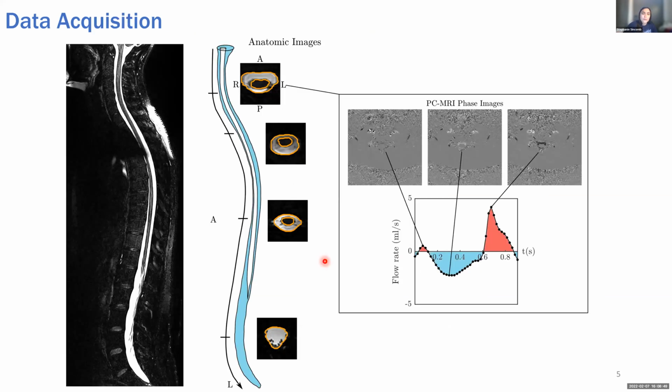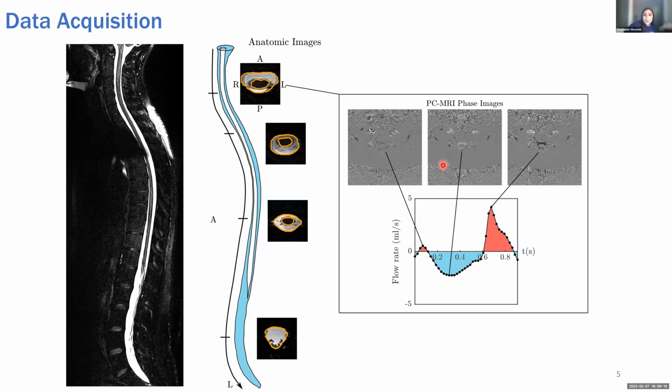We're fortunate enough to be able to do this through MRI. So we have anatomic scans that allow us to obtain the geometry of the canal, which is shown on the left. And then on the right-hand side, you have our phase contrast images, which allow us to quantify the flow rate along the canal.